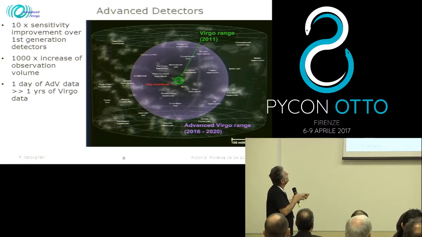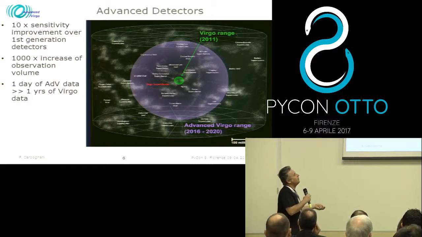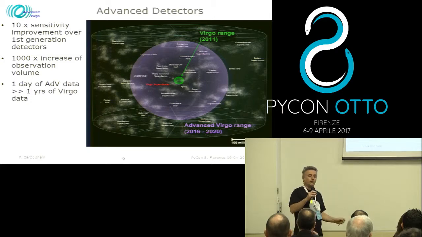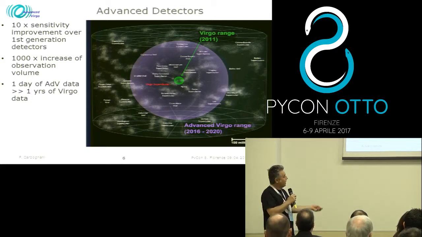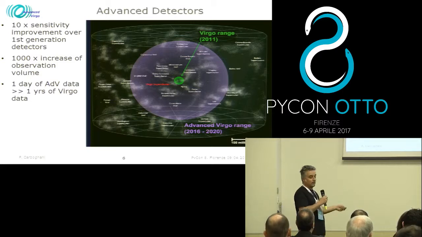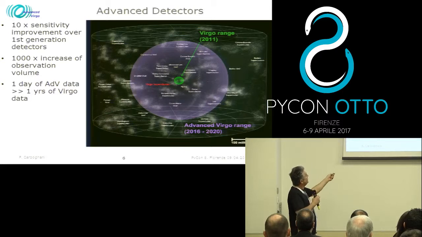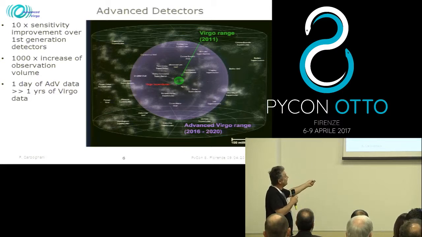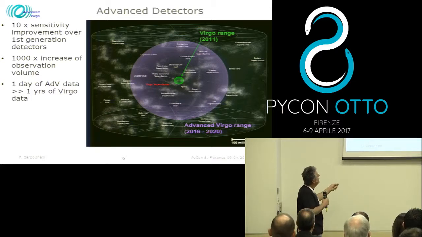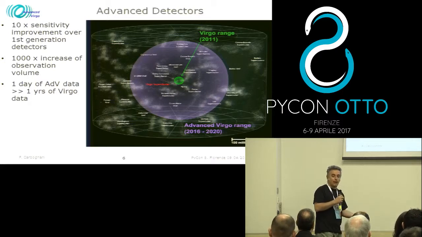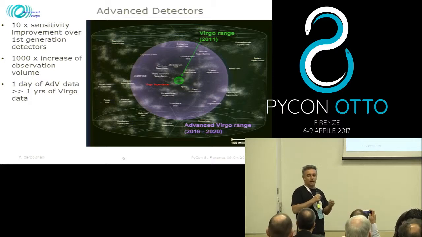So they asked for a 10 times improvement in sensitivity. But what is really important is that a 10 times sensitivity improvement means a 100 times increase in the volume of the universe that you can observe, and within this volume there is something that is powerful enough to be observed, you can see it. This implies that just a single day of advanced detector data acquisition is the equivalent of 1 year.